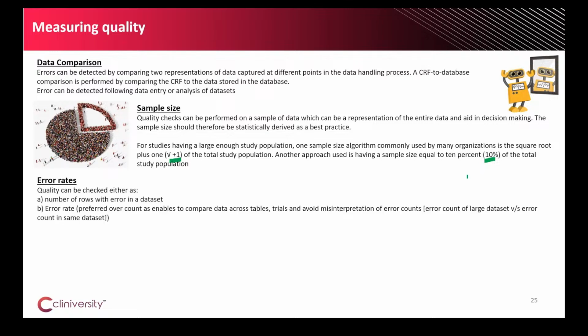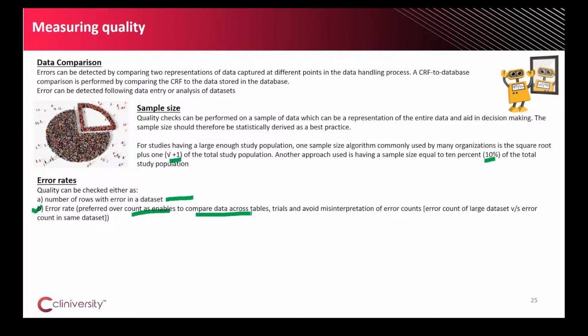So what are the error rates? Data quality can be quantified in two ways. First is the number of rows with errors in the data set. So you have one data set, and the number of rows that had errors in that data set. Another way to do it is through error rate. Error rate is more preferable, and we will see that in an example below.